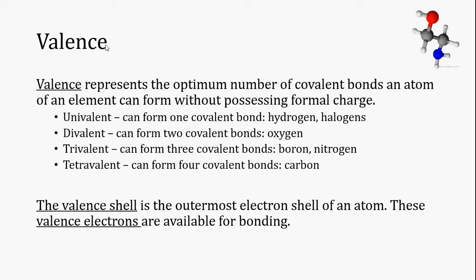You may remember the term valence from general chemistry, where you talked about the valence shell electrons, those electrons in the outermost energy level of an atom. Valence electrons are those electrons available for chemical bonding, and so the idea of valence between organic chemistry and general chemistry is complementary. We're talking about the electrons available to form covalent bonds.